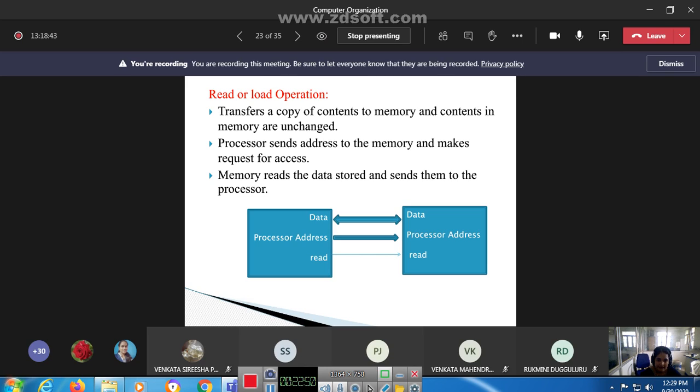So the processor sends the address to the memory and makes the request for access. Memory reads the data and sends it to the processor. So this is the working of the read and load operations.